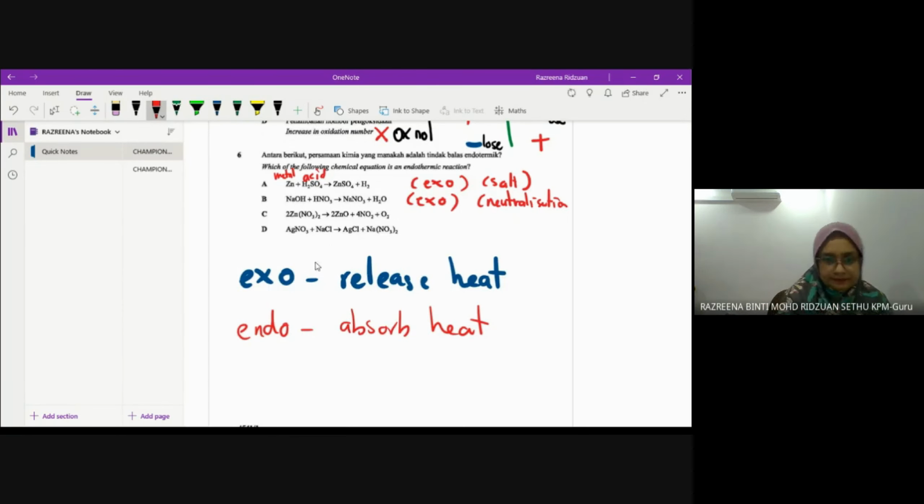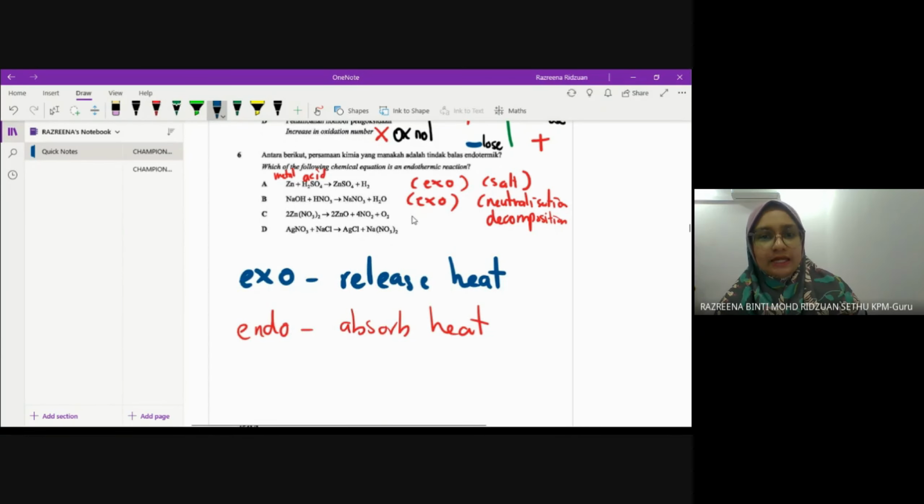Next is zinc nitrate decomposes. So this is a decomposition reaction. Decomposition means it is given heat and it absorbs heat, so you know that it is endothermic. This is endo. And finally here is to produce precipitate, which is a double decomposition reaction. Double decomposition reaction is also an exothermic reaction. So here is the endo. Answer is C.